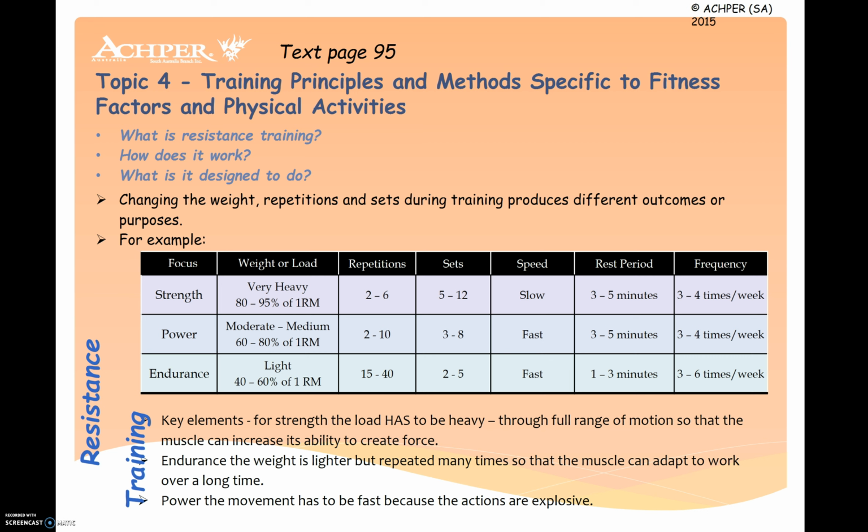So here we can see strength, power, and endurance. The more we want to focus on strength, the fewer repetitions we do. We do it at slow speed and we rest for longer. If we want power, we do more repetitions, fewer sets, and then we do it fast, so more high intensity. And the more endurance focus we want, again, the more repetitions and the less weight. So you can see they're very heavy, moderate, light, and then we increase our repetitions as we get down to endurance.